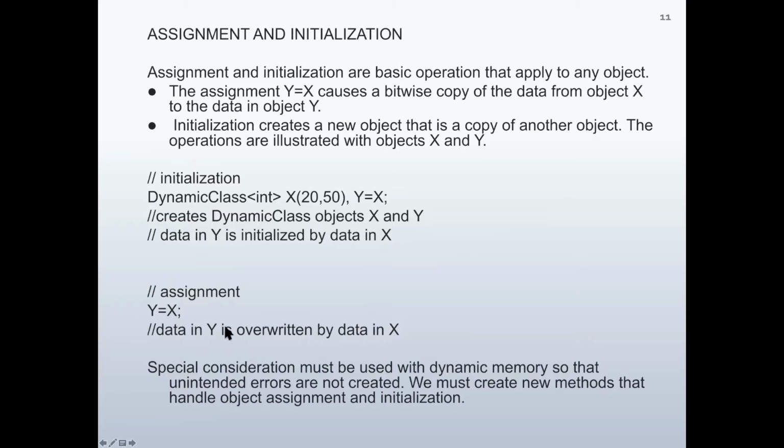Now we are considering the assignment. In the assignment, we have an object on the left-hand side, and the data in y is overwritten by data in x. In this line, y is assigned the value of the object x. By this assignment, data in y is overwritten by data in x.